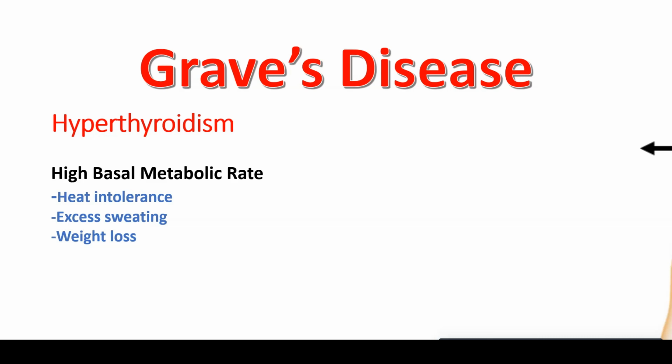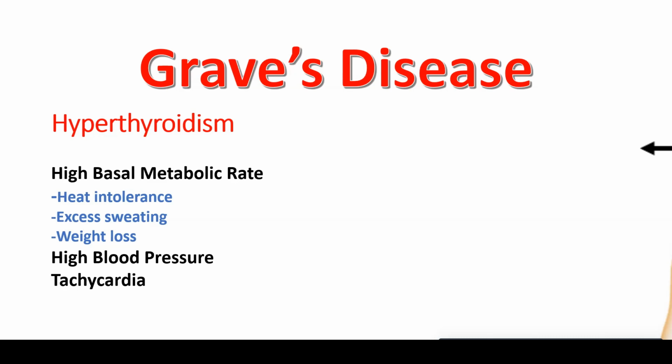So what happens in high metabolism? In high metabolism, your energy is getting burned unnecessarily and very inefficiently. So a lot of heat is produced and a lot of energy is wasted. Since there is a lot of heat produced internally, the patient will have heat intolerance externally, which is he will complain that he is feeling hot when others are feeling cold. He will also have excess sweating and a lot of weight loss because all the energy is getting burnt.